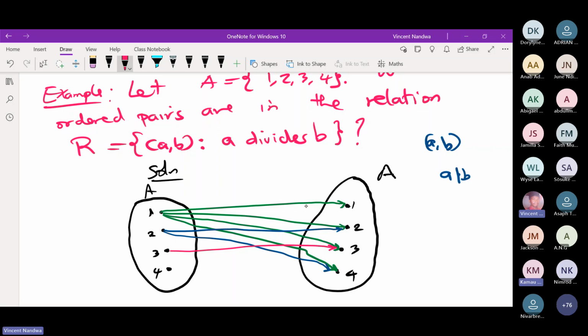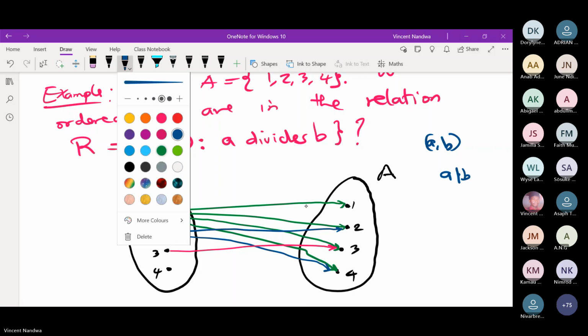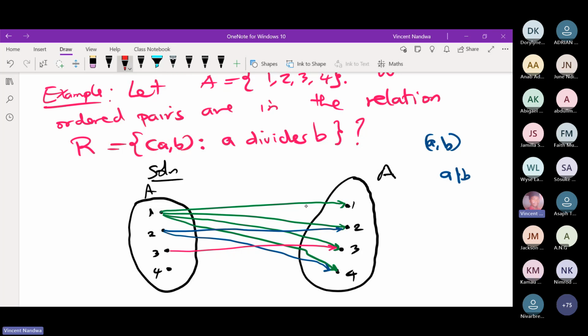No. It can't. So that'll be the only pair from 3. And then lastly, can 4 divide 1? No. Can 4 divide 2? No. Can 4 divide 3? No. Can 4 divide 4? Yes. So then you draw an arrow from 4 going to this other 4.